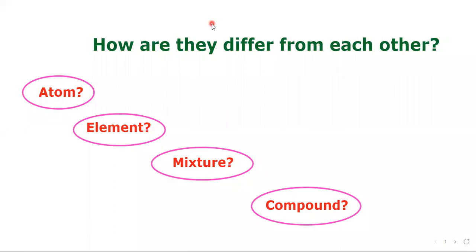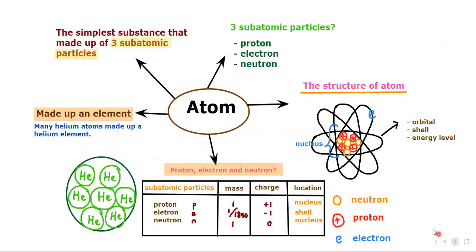Hello everyone. Today I'm going to teach you guys how to differentiate atoms, elements, mixtures, and compounds. What is an atom? An atom is the simplest substance that is made up of three subatomic particles. So, what are these three subatomic particles? They are made up of protons, electrons, and neutrons.